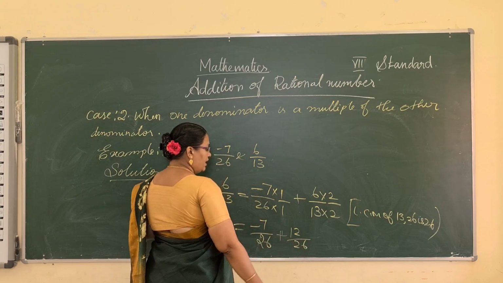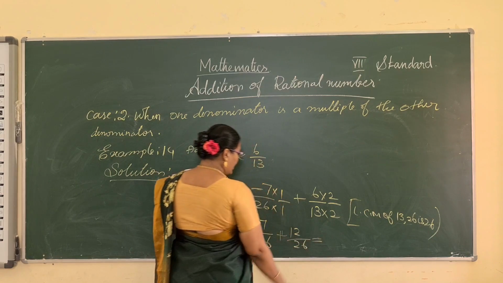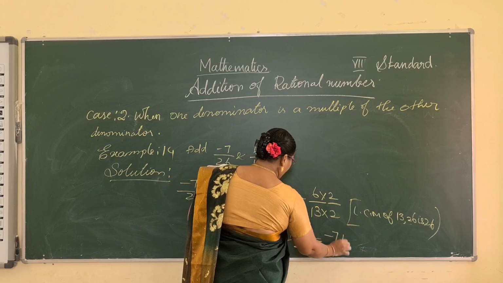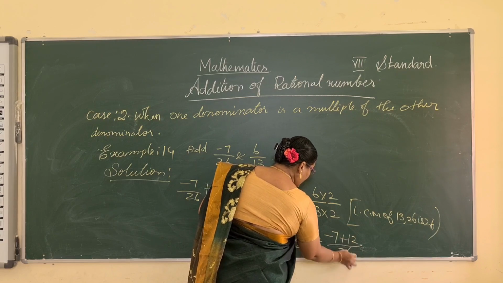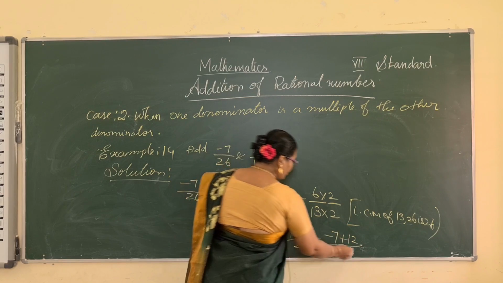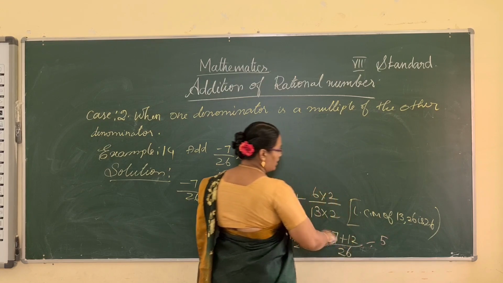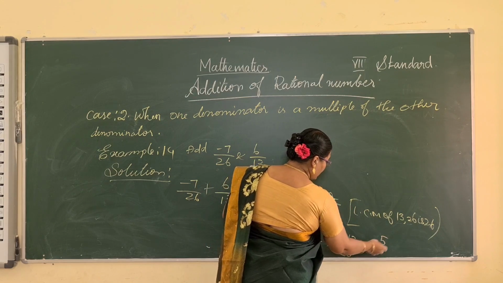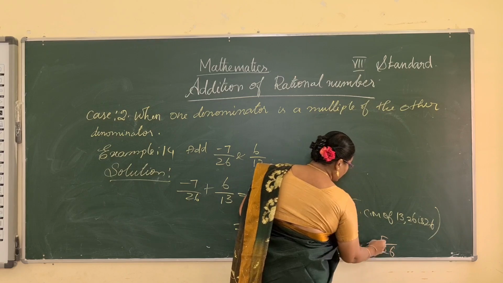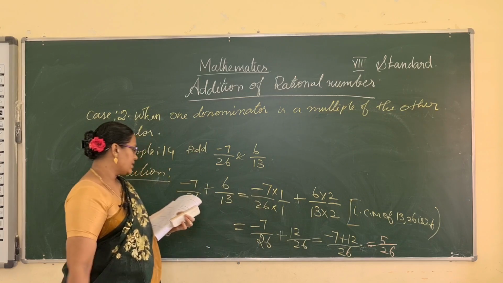Now the denominators are same, add the numerators. So minus 7 plus 12 by 26. Different sign, so subtract and put the greater number's sign. So 5 by 26 is the answer.